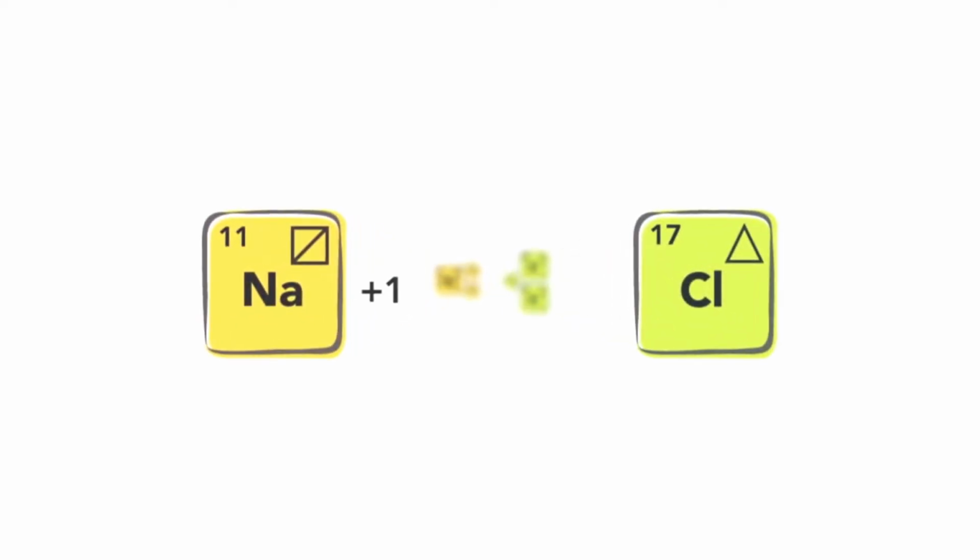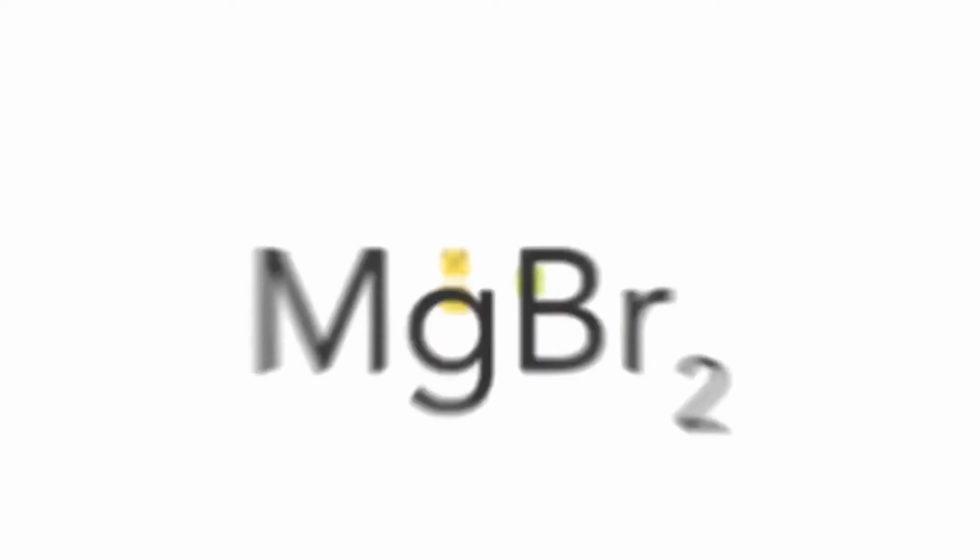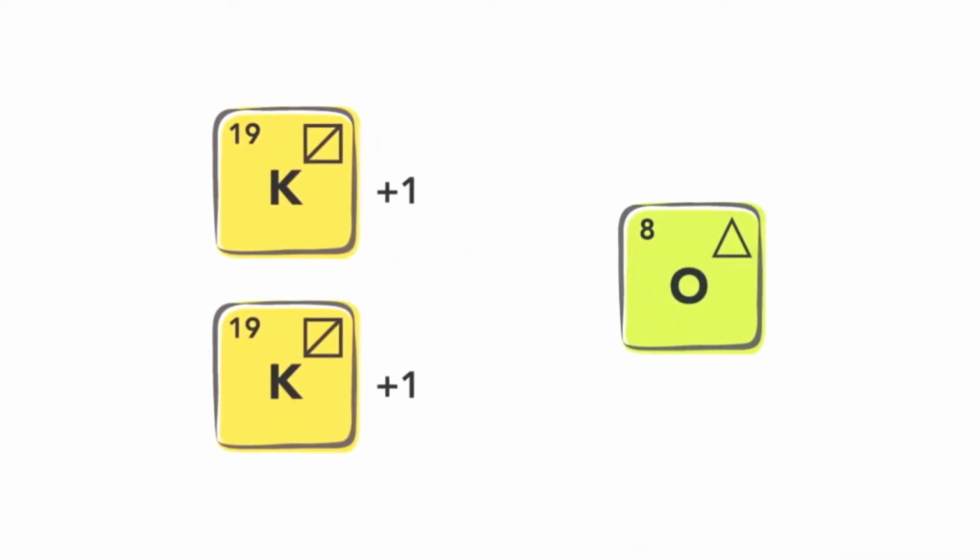Sodium, +1, and chlorine, -1, form a compound with the formula NaCl. Magnesium, +2, and bromine, -1, have the formula MgBr2. And potassium, +1, and oxygen, -2, have the formula K2O. Since no other formulas are possible for these ionic compounds, their names do not include any information about the number of atoms.